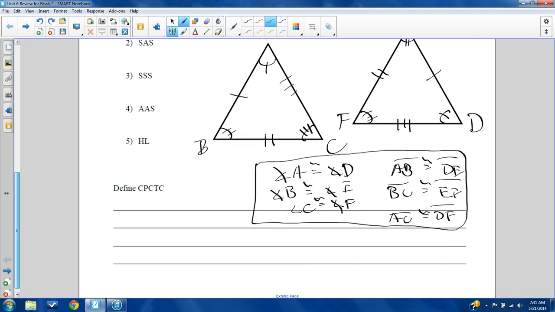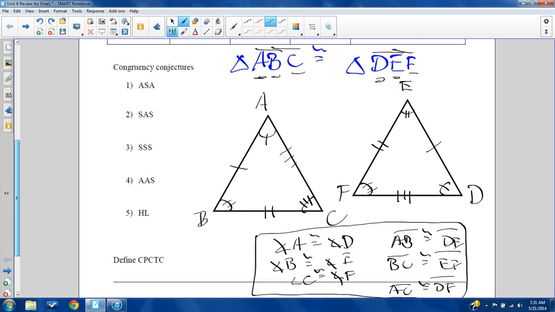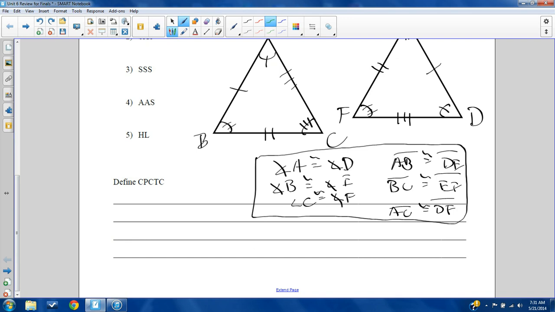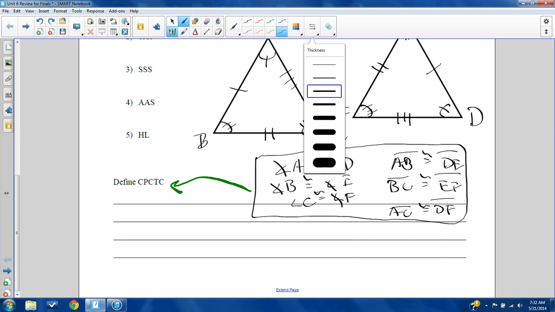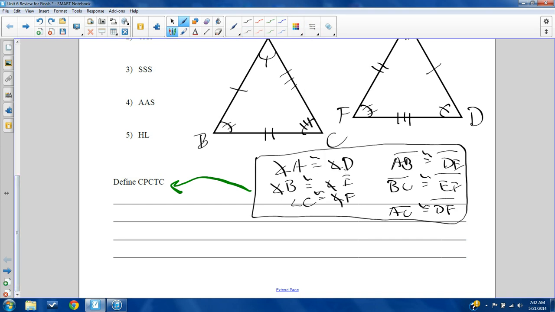So I'm actually going to do more up here. I just want to go with the flow that I'm on right now, called CPCTC. Now CPCTC is an acronym for the following words: corresponding is the C, parts, of, which isn't a part of it, congruent, triangles, are congruent.